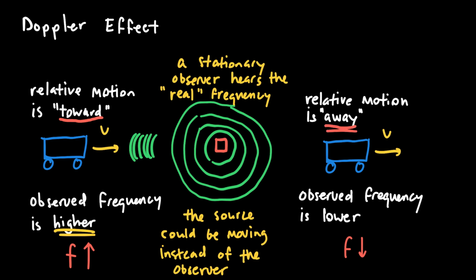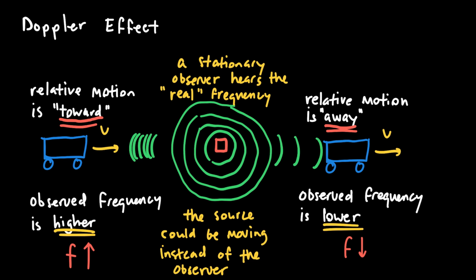However, if that same car is traveling away from the speaker and the relative motion is away, it's moving away as opposed to toward, then the observed frequency will be lower because those wave fronts relative to the motion of this car are going to be more spread out. The wave fronts don't catch up to the car as easily if it's traveling away from it, and so it appears as though they've spread out, and that car would observe a lower frequency.